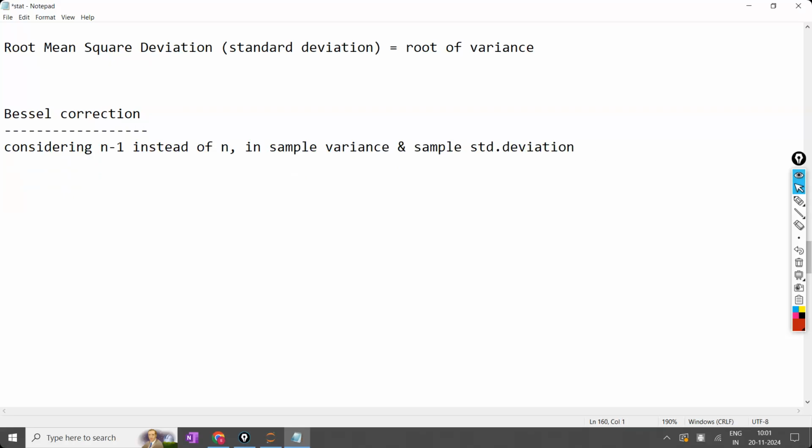Now the next question is why. Sometimes they'll ask the direct question, why do we have to consider n minus 1 instead of small n? The reason is, if you are considering the entire n, then it is called population data. When it is called sample data, at least one record is missing. When a minimum of one record is missed, it is sample data. If you have the entire data with you, it is population data.